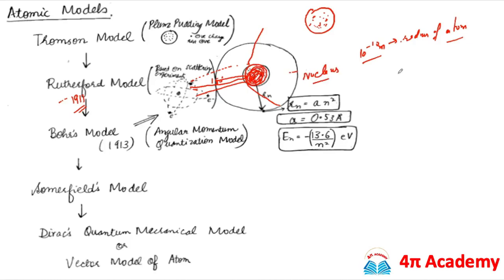So he explained in his model that the positively charged particles are present in the center, which he called the nucleus, while the negatively charged particles are present in the rest of the atom. And he explained that this positively charged structure is of the order of 10 to the power minus 15 meter. But this model also did not succeed because it did not explain the stability of the atom and why the energy distribution in the atom is discrete.